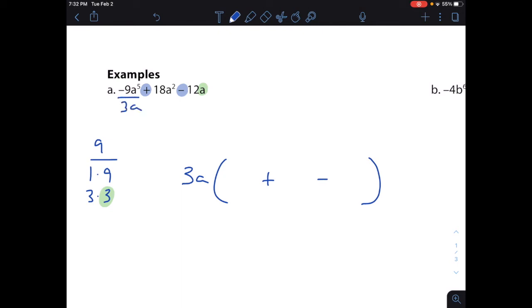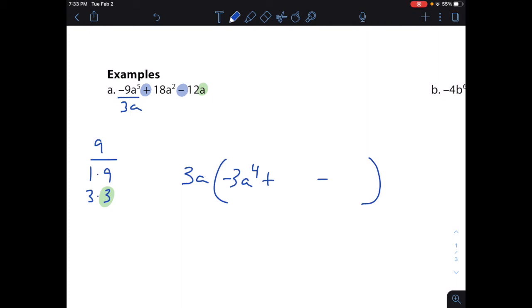Okay, so this is where we're bringing back what we did last unit, because we've got exponent rules, right? The quotient rule. So the quotient rule says we divide the coefficients. So negative 9 divided by 3 is negative 3. So I'm going to write that negative 3 in here. And then a to the 5th over a, well, that's a to the 5th minus 1, so it's a to the 4th, right? So this is a to the 4th. Okay, so I found the first term that's inside the parentheses just by dividing negative 9a to the 5th by 3a, and I got negative 3a to the 4th.